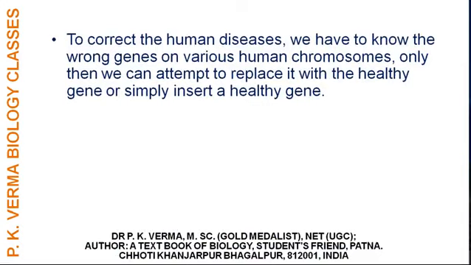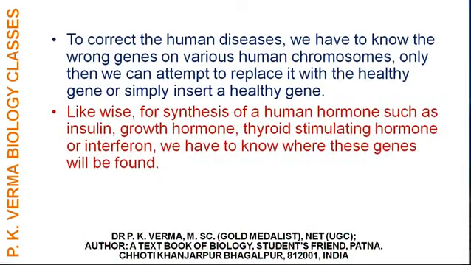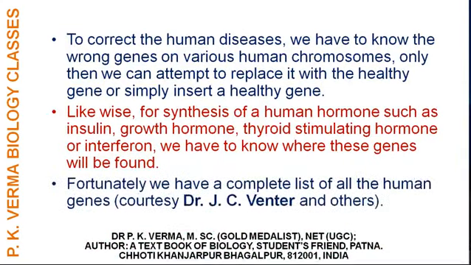To correct a human disease, we have to know the wrong gene on various human chromosomes. Only then can we attempt to replace it with the healthy gene or simply insert a healthy gene. Likewise, for synthesis of human hormones such as insulin, growth hormone, thyroid stimulating hormone, prolactin, interferon, etc., or an enzyme, we have to know where these genes are found, on which chromosome these are present.